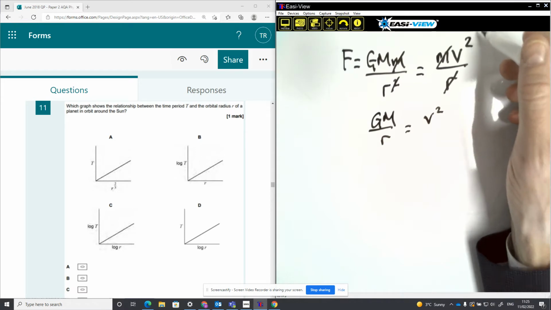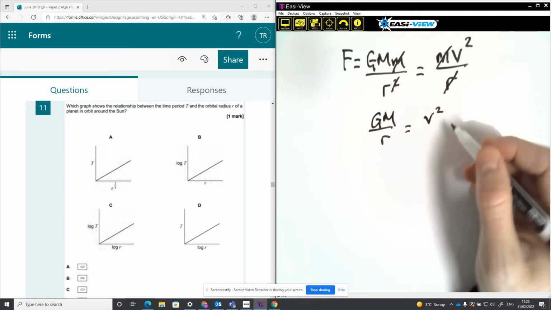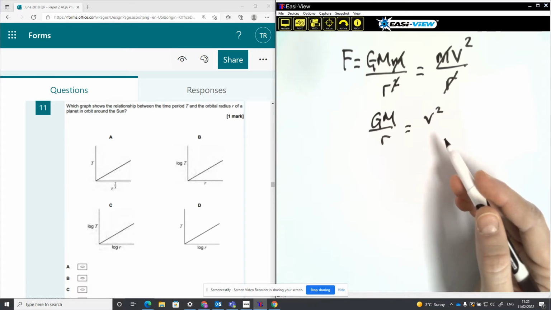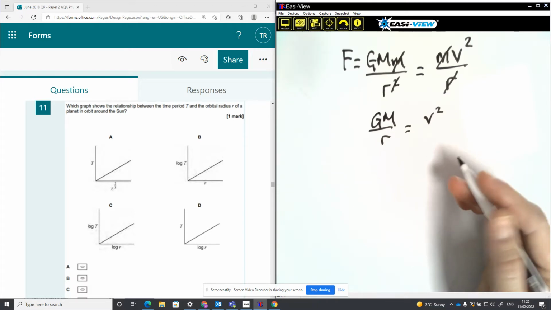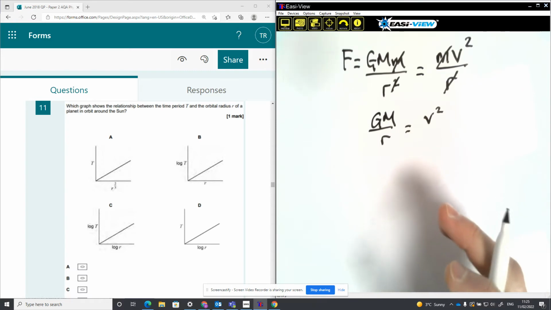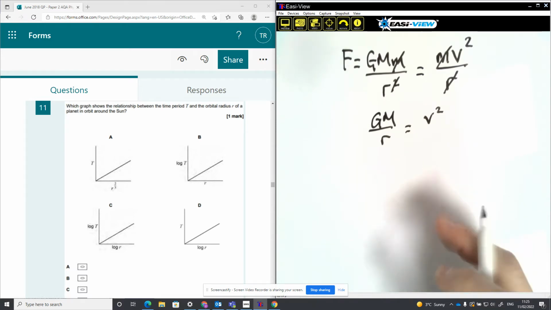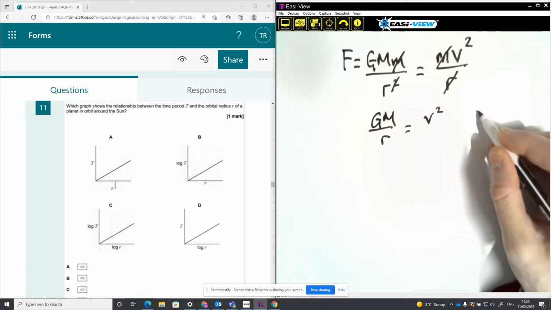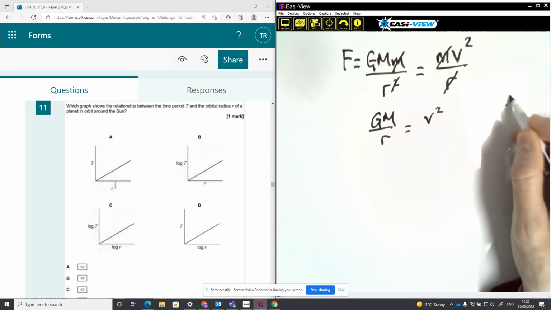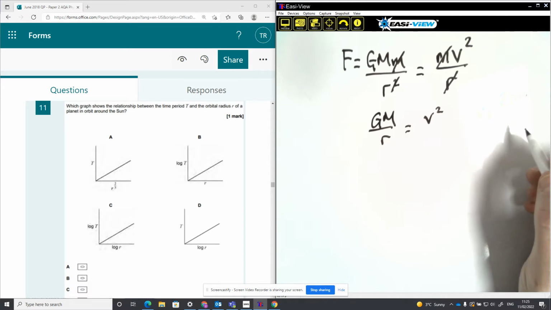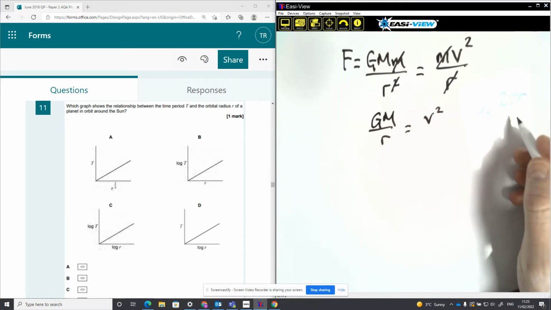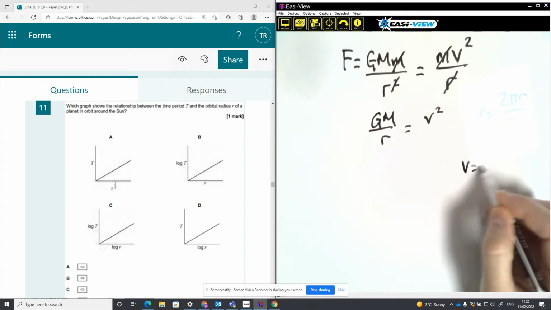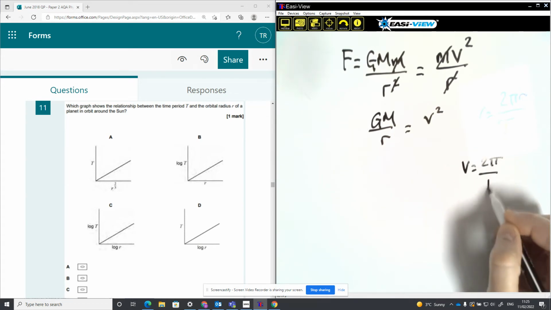But it's moving in a circle, so we can get an expression for v in terms of the orbital period and the orbital radius. This is a standard derivation. So v, which you may have seen at GCSE, is the circumference of the circle divided by the orbital period.